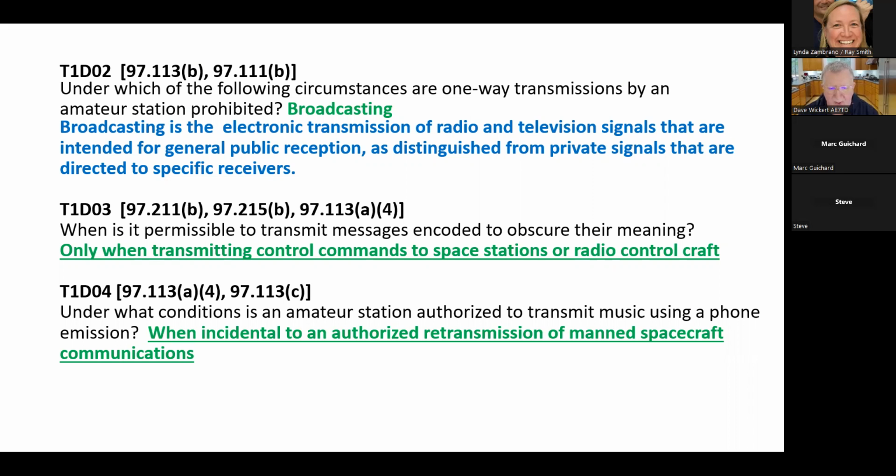Same thing about being able to authorize transmission of music. The only thing that is allowed is for manned aircraft communications. Other than that, music is only allowed on broadcast stations. As an amateur radio operator, you're not allowed to retransmit or transmit music.